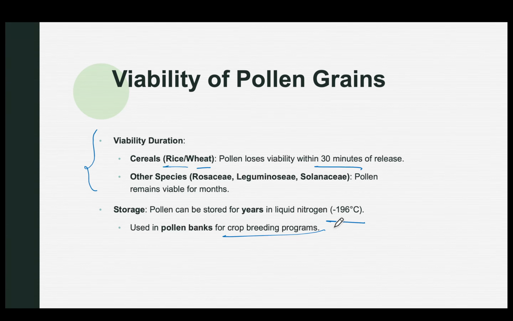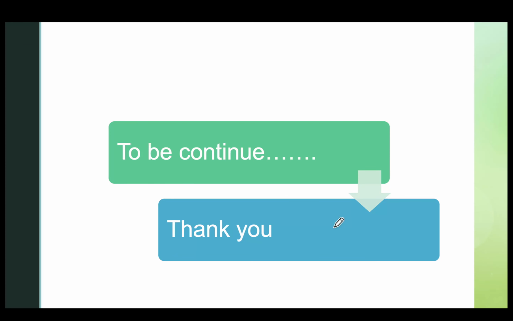So I guess that's all about the male reproductive part of the flower and the female reproductive part of the flower. What are the different structures present in the male reproductive part of the flower? How the anther forms, and ultimately how the germ cells are produced inside the anther.